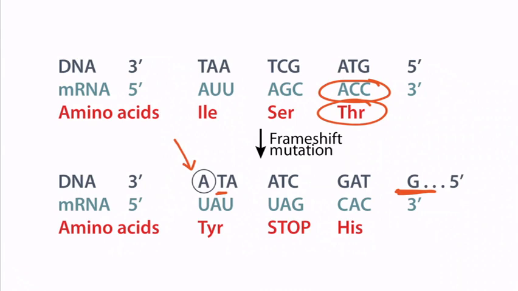This completely messes up the corresponding amino acids. Notice that isoleucine right here now becomes tyrosine, and serine is now replaced with a stop codon. Frameshift mutations are commonly associated with Duchenne muscular dystrophy and Tay-Sachs disease.